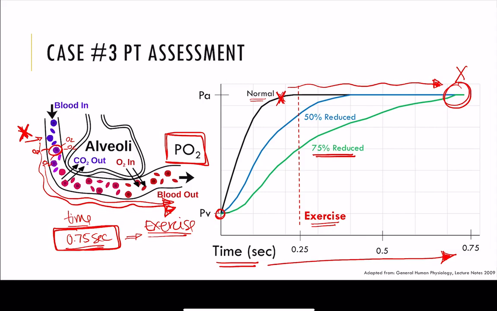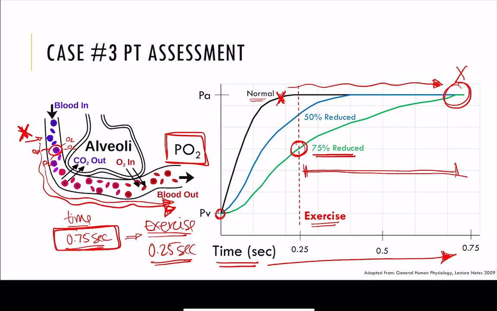Suddenly that 0.75 seconds turns into 0.25 seconds that a red blood cell is exposed to an alveolus to pick up its oxygen. You removed the buffer of resting blood flow that made up for that diffusion barrier. And now suddenly they're barely getting their hemoglobin saturated, and the red blood cell leaves the lung without oxygen attached, or with inadequate amounts of oxygen attached.